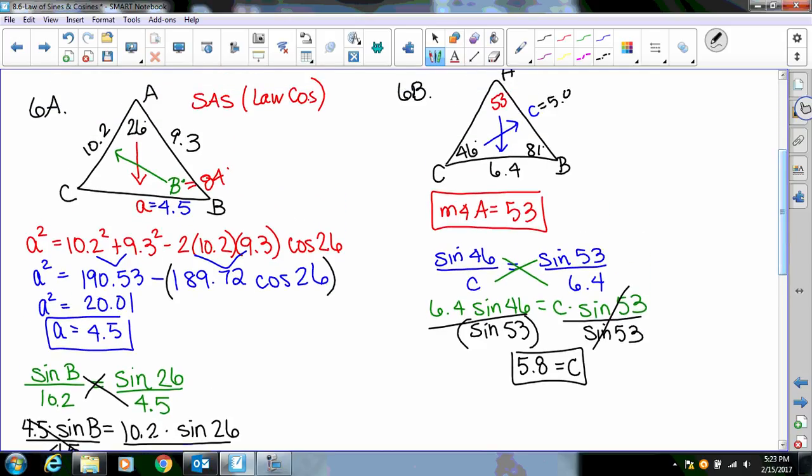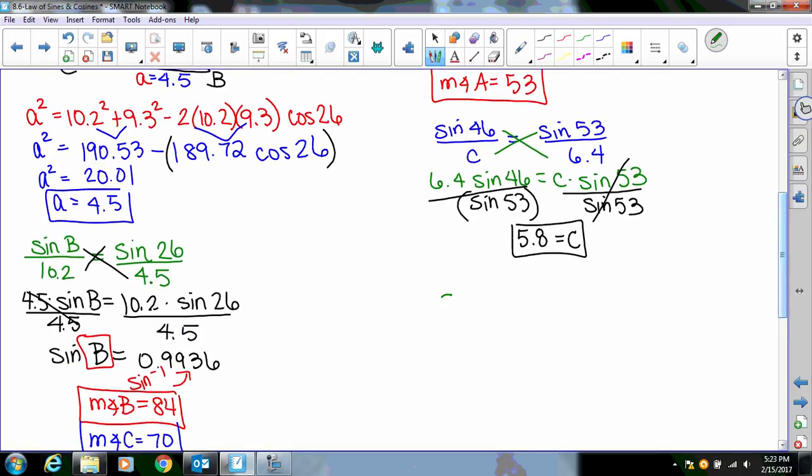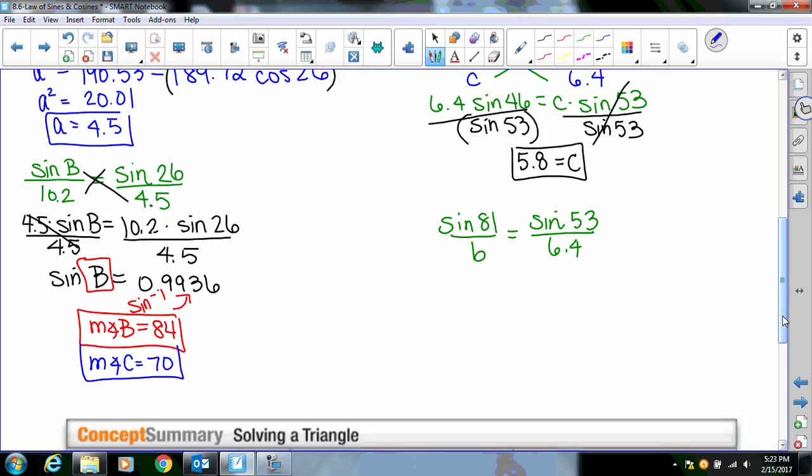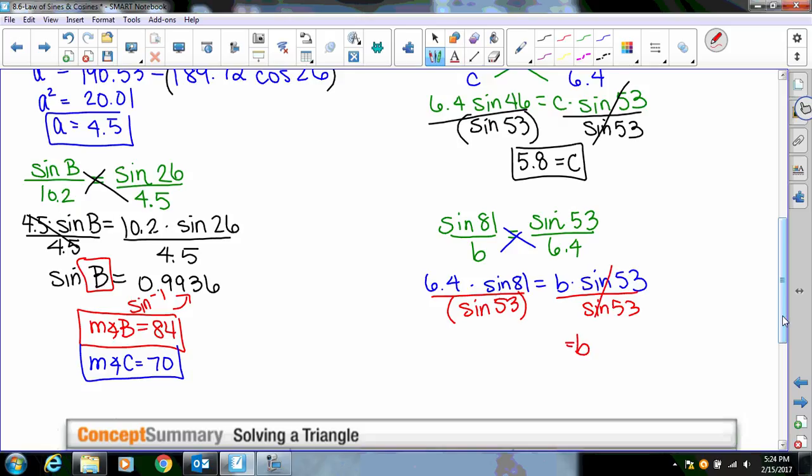So c is 5.8. And then to find little b, again, I would do law of sines. So now 81 and b are across from each other. So sine of 81 over b would be equal to, it doesn't matter which two you use, I'm going to do sine of 53 over 6.4. And then we're going to cross multiply. 6.4 times the sine of 81 equals b times the sine of 53. Divide by sine 53 on both sides. Be sure to put that in parentheses for your denominator. When you do that, rounded to the nearest tenth, b is 7.9.